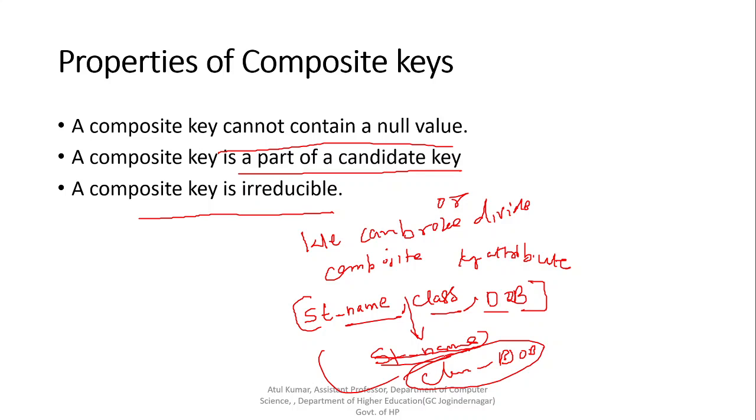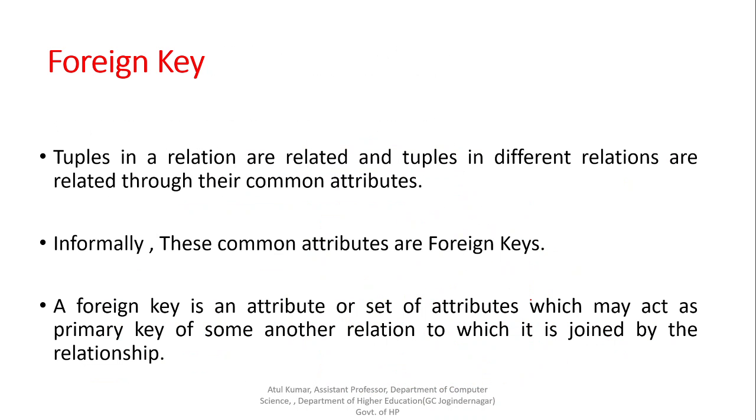Suppose student name: it can't uniquely identify each row in the table. Similarly, we have class and date of birth, which are not used to uniquely identify each row in the table. So we can't break down or divide this composite key further, so it is irreducible in nature.